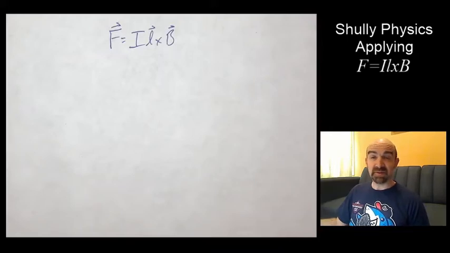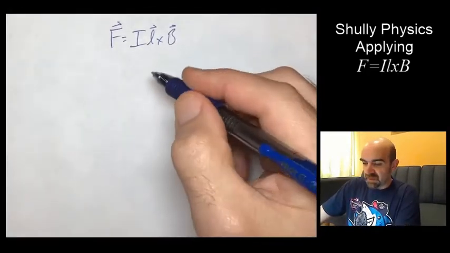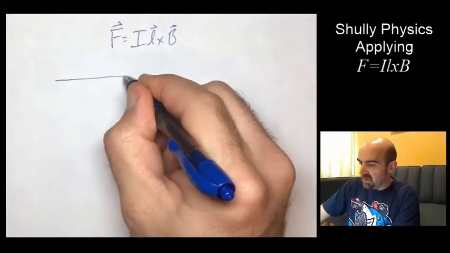Hi, today on Shelley Physics, I'm going to take you through 4 examples to apply F equals IL cross B. That's current through a conductor in a magnetic field. So our first one is sort of a repeat from the last episode.